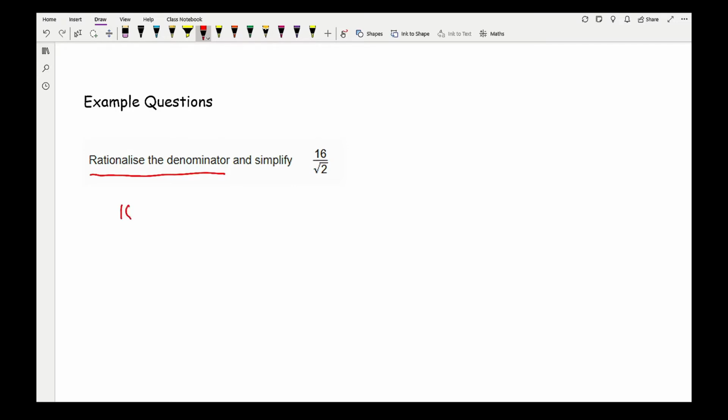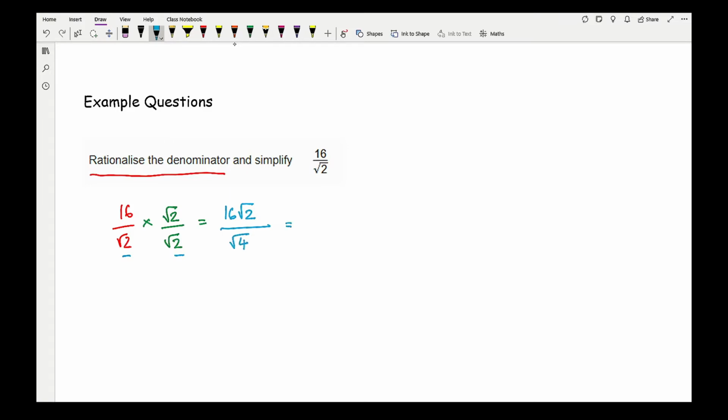So starting off with the question, I've got 16 over root 2. So what I'm going to do is multiply. I've only got one term as the denominator, so I'm just simply going to multiply both the top and the bottom by the denominator. So working this through, I've then got 16 times root 2. A number multiplied by a surd, I just join them together because I can't simplify the two. However, a surd times a surd, all I need to do there is just multiply the two numbers inside the surds together. So that gives me root 4.